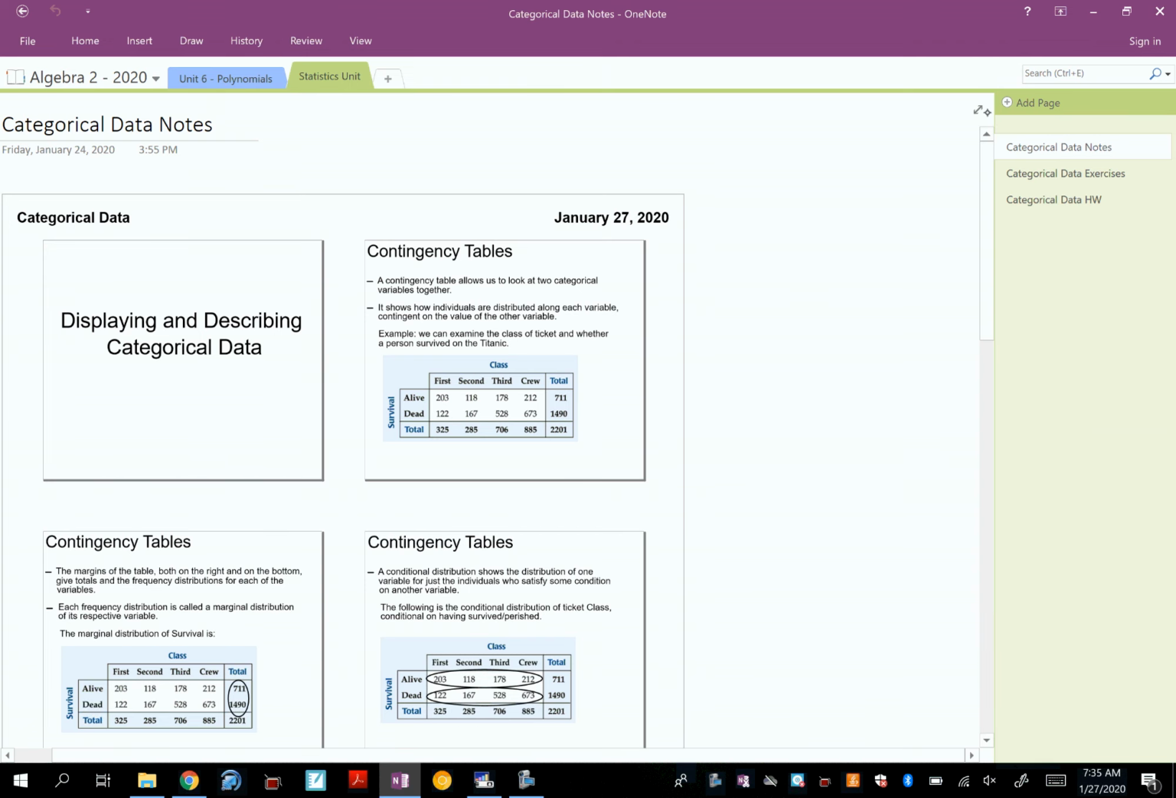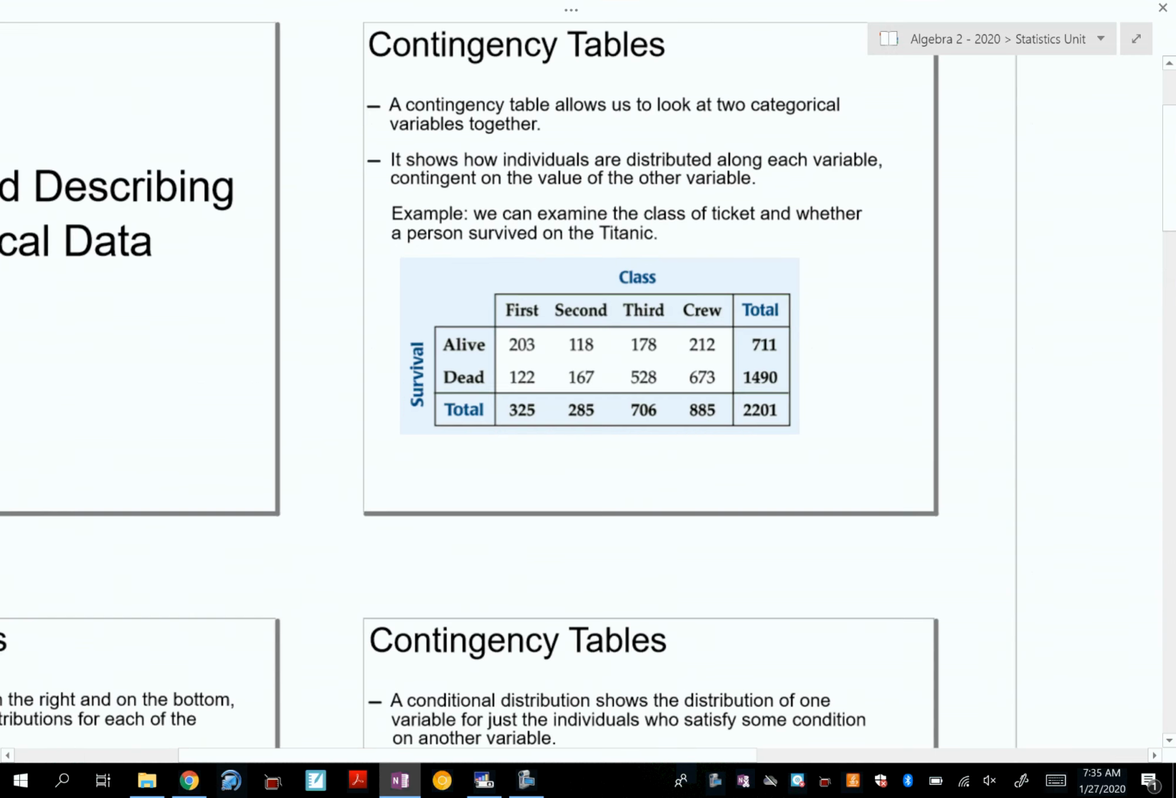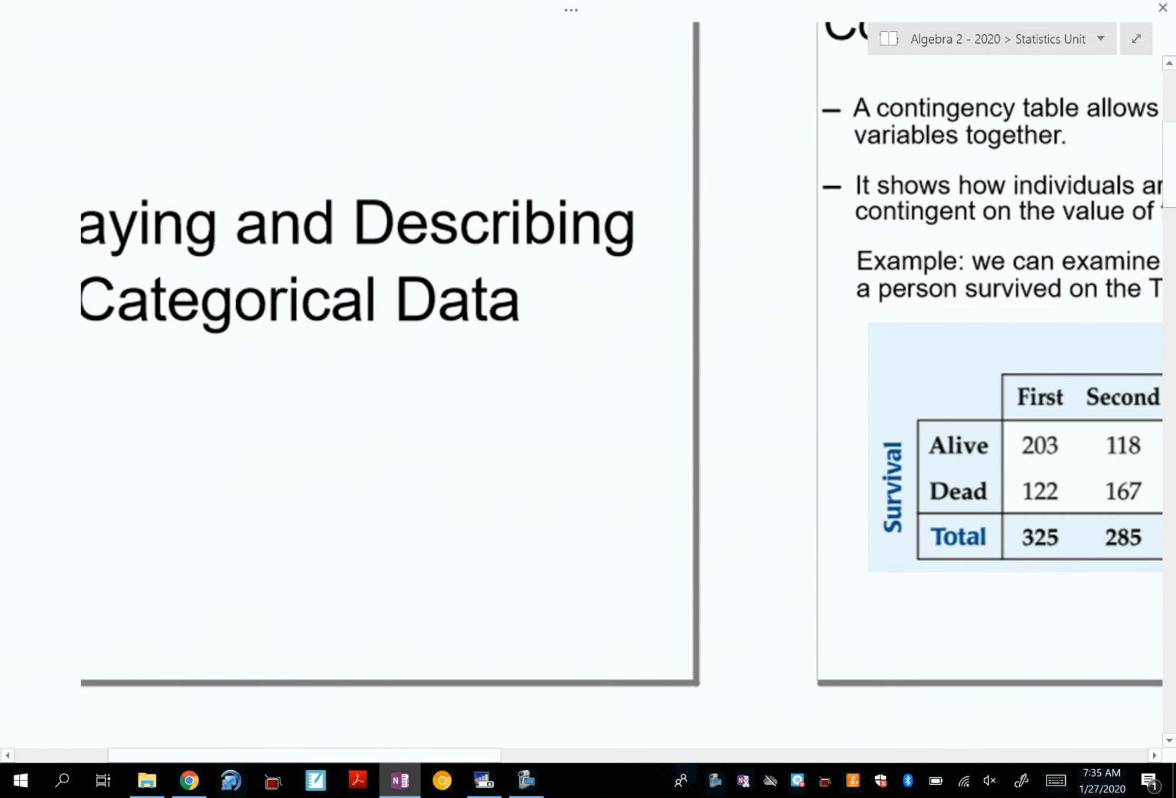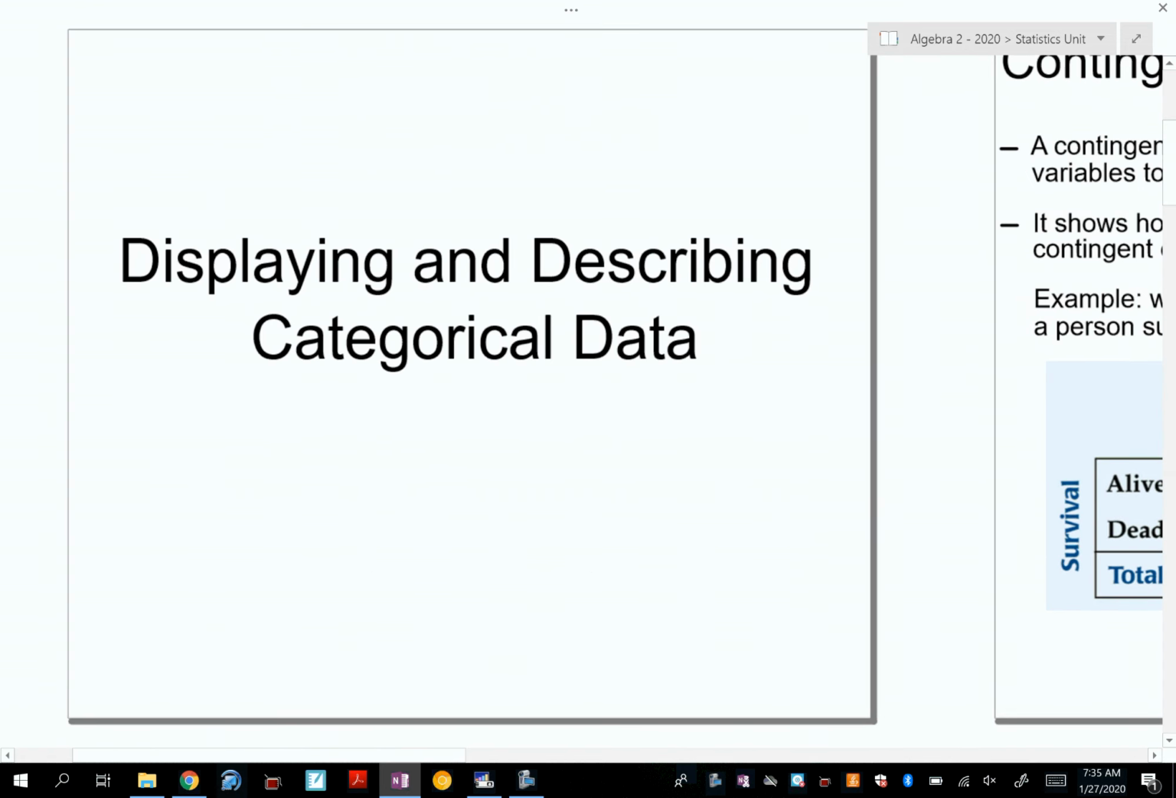All right, so our first thing that we're going to talk about when it comes to statistics is looking at categorical data. Let me give you a brief introduction into one of the first things we talk about in statistics, and that's the two different types of variables. There are categorical variables, categories, and there are also quantitative variables.